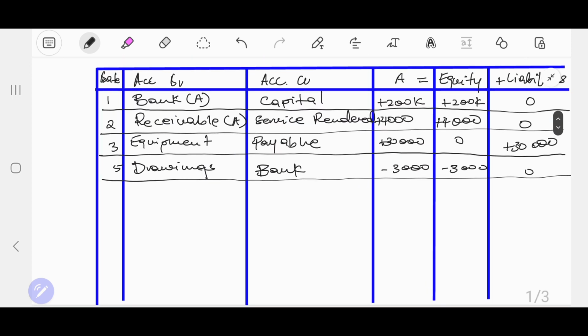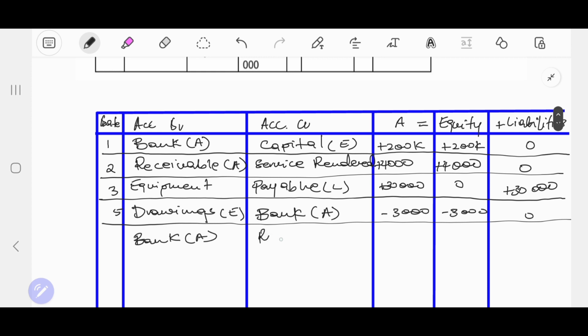So how are we going to record? You are going to say, okay, I'm going to debit my bank because my assets are increasing, and then I'm going to credit again receivables because my receivable asset is decreasing. So this is an asset as well. So what will you do here? You'll say plus 2000, then minus 2000. Then you get 0 here and 0 here.